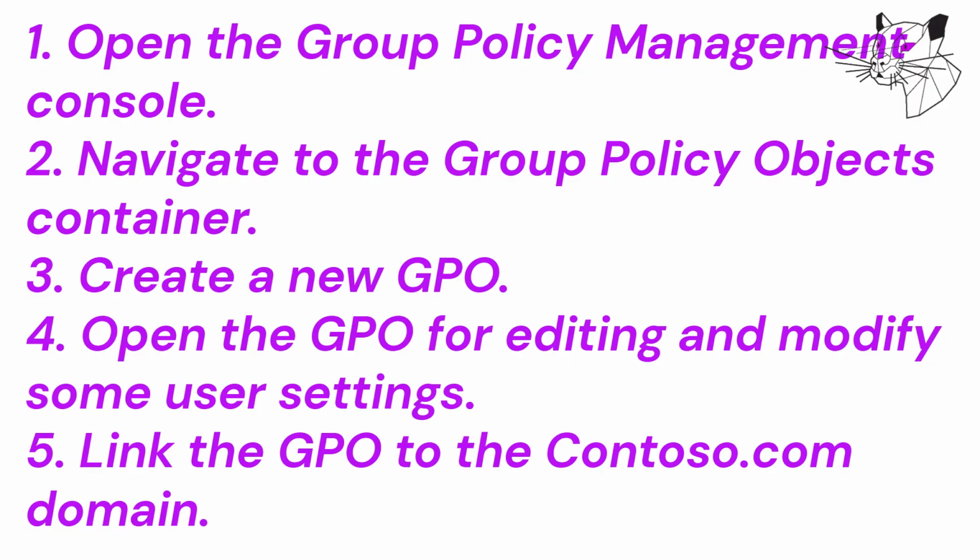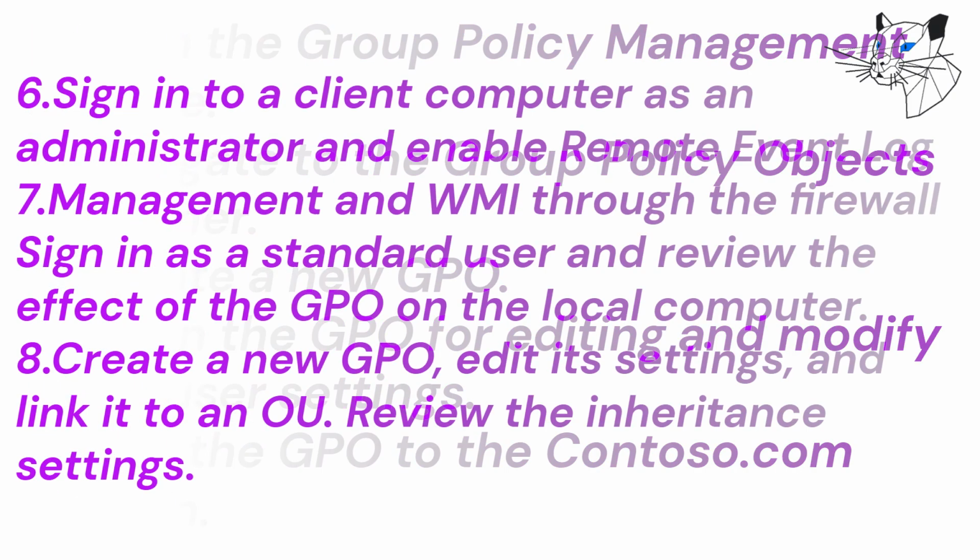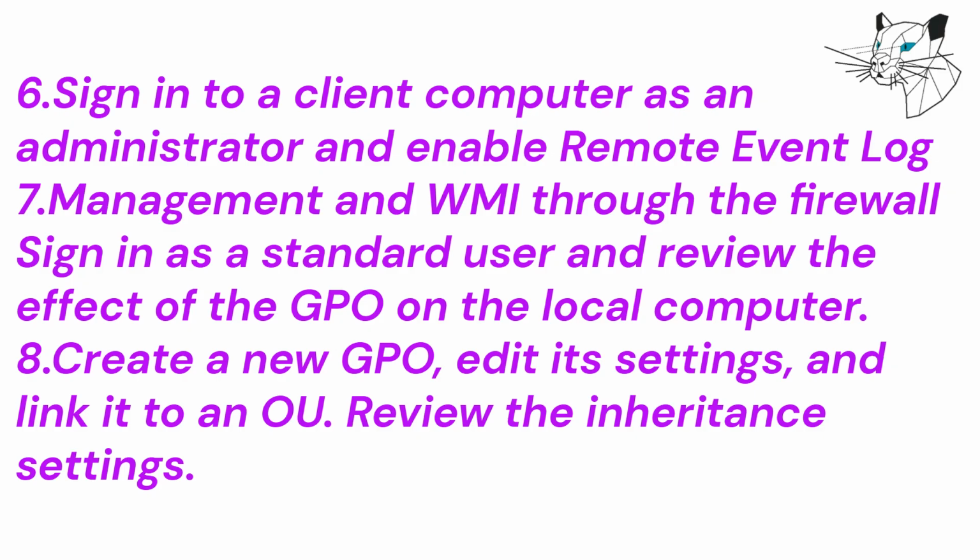The main steps in the process are: 1. Open the Group Policy Management Console. 2. Navigate to the Group Policy Objects container. 3. Create a new GPO. 4. Open the GPO for editing and modify some user settings. 5. Link the GPO to the contoso.com domain. 6. Sign in to a client computer as an administrator and enable remote event log management and WMI through the firewall. 7. Sign in as a standard user and review the effect of the GPO on the local computer.